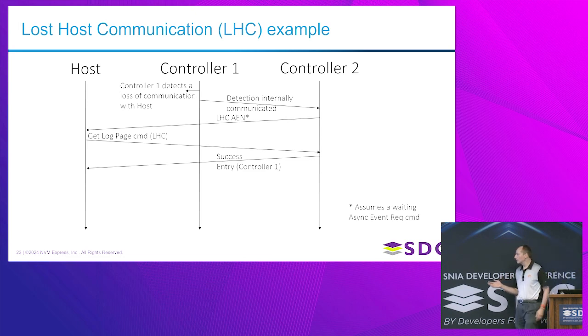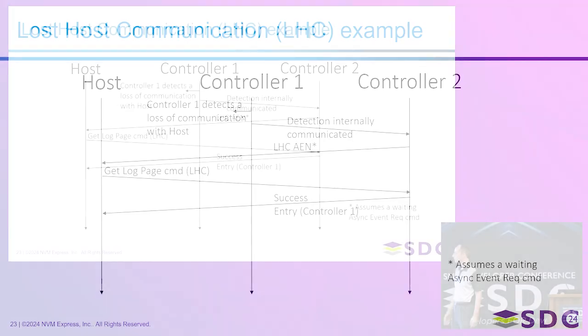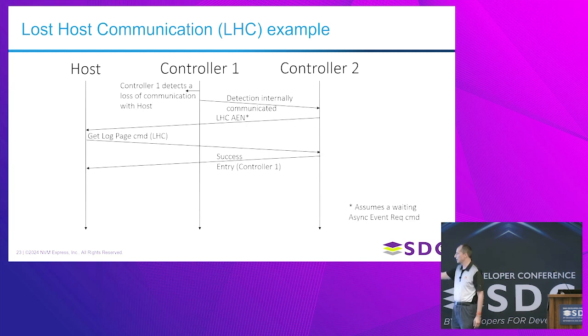So here's a bounce diagram of what happens with the lost host communication. The controller detects a loss of communication. There needs to be an internal communication between controller 1 and controller 2. Controller 2 needs to know that this is the same host as controller 1, and then it sends an asynchronous event notification. The host does a get log page, and inside the entry it finds that controller 1 says that the communication's down.